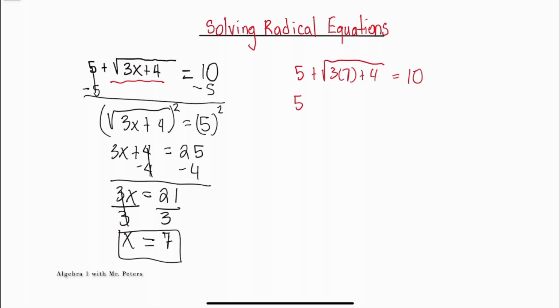So when we simplify this, we know what's under the radical is going to be 3 times 7 plus 4. This is going to be 25. Now when we simplify, we know this is going to turn into 5 plus 5, which equals 10. So we know that x is equal to 7 is the correct solution, and it will satisfy the radical equation.